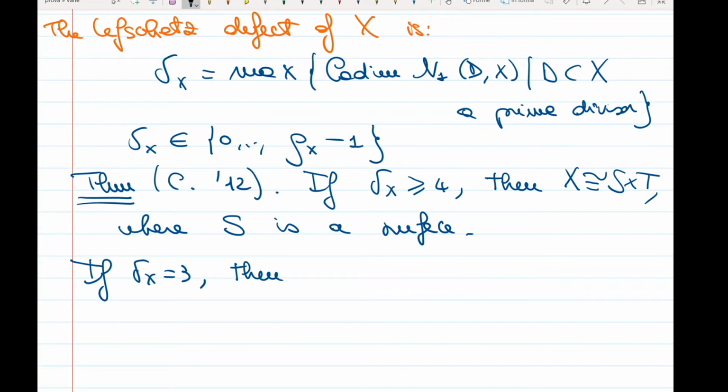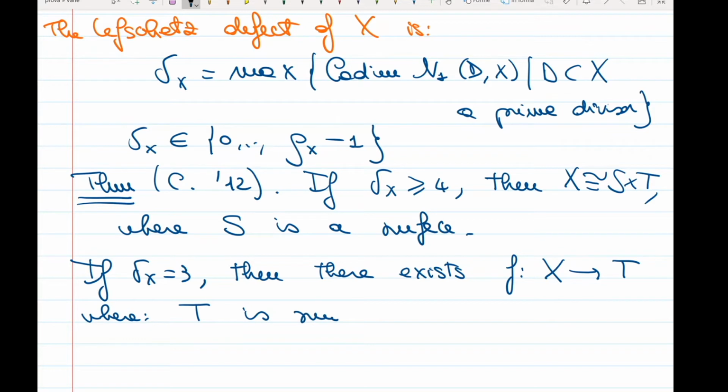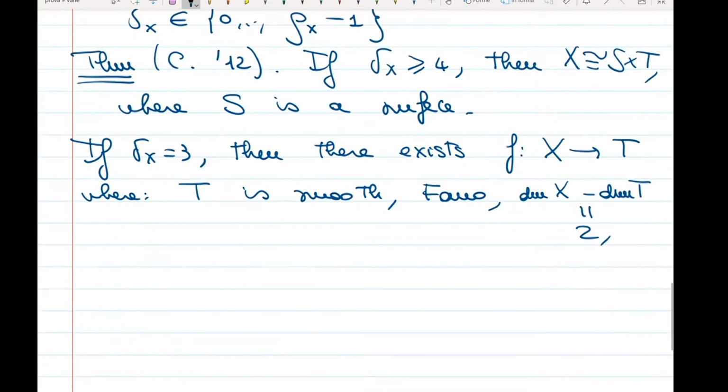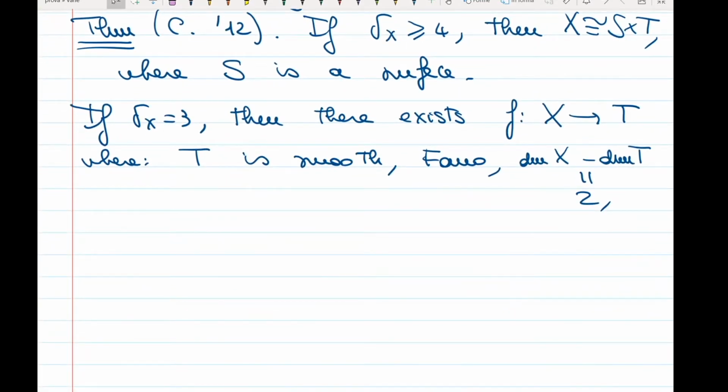If delta is 3, we have on X a fibration in del Pezzo surfaces. So there exists f from X to T, where T is smooth, Fano, and the difference of the dimensions is 2. The difference of the Picard numbers is 4, so rho X minus rho T is equal to 4. And f is an equidimensional contraction.